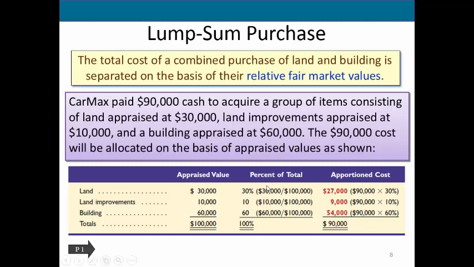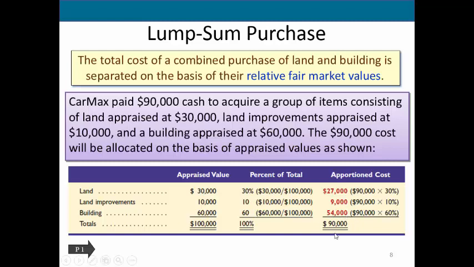So you can see here 30% multiplied by that cost of $90,000 tells us that we should put $27,000 of value onto the land, $9,000 for the land improvements, and $54,000 for the building. It's very important to get this correct because if you have these incorrect, it's going to affect your depreciation. Remember, we do not depreciate land, but we do depreciate our land improvements and building. And furthermore, we may use different methods or different lifetimes in order to depreciate these different assets.